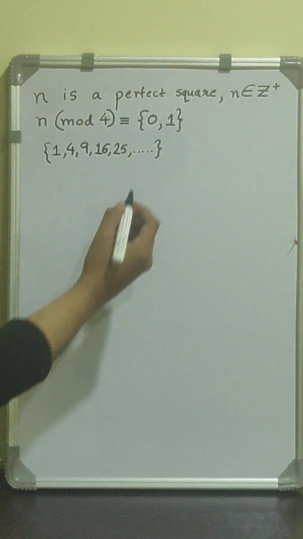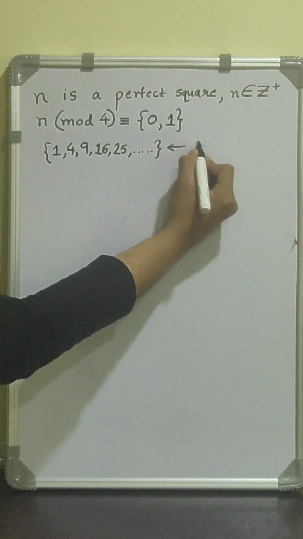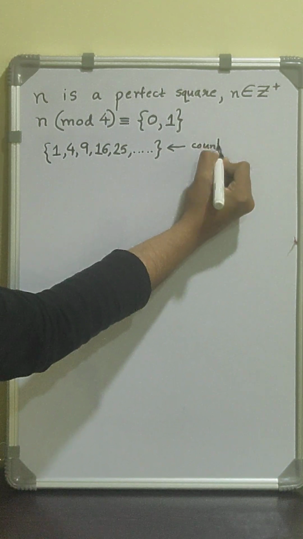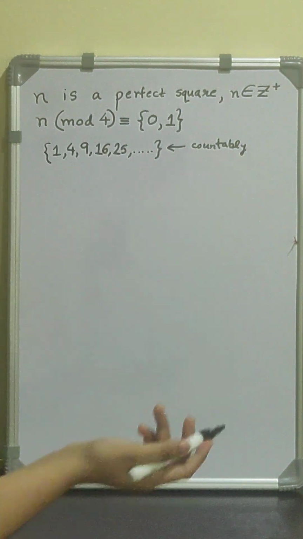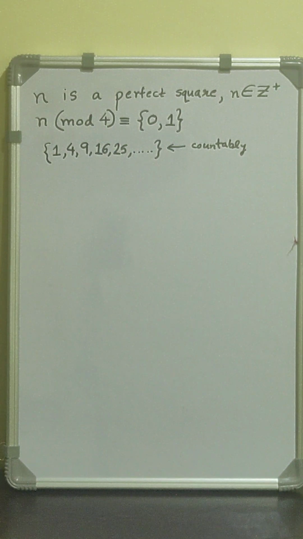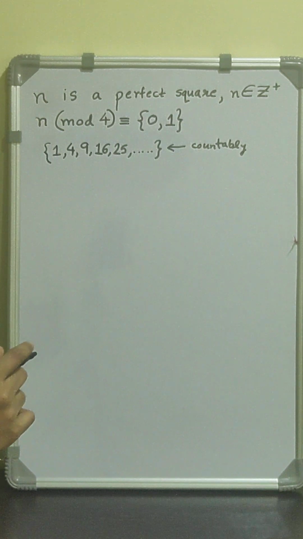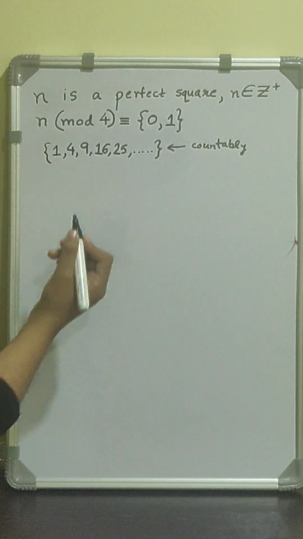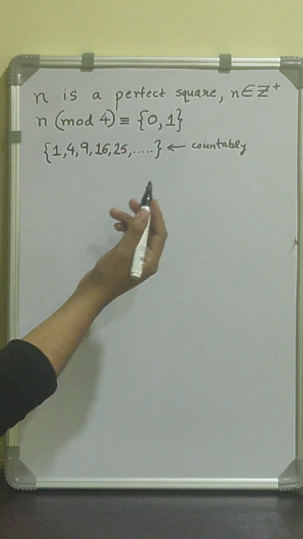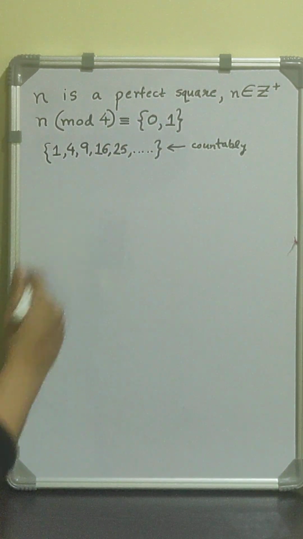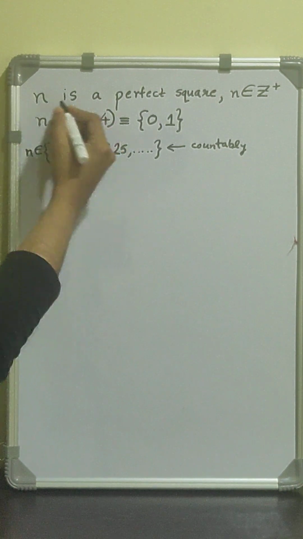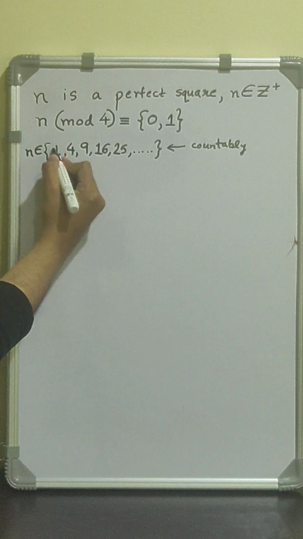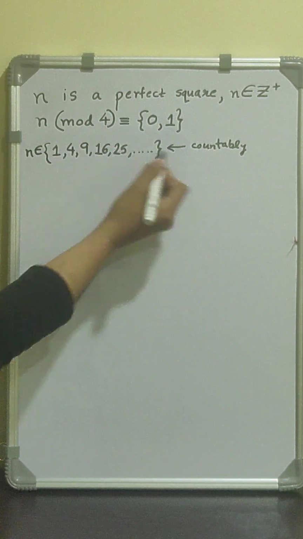But the important thing here is that this is a countably infinite set. I won't get into the details of what is countably infinite and uncountably infinite because that's more mathematical analysis than number theory. But this is the set we are dealing with here. So n, of course, belongs to this set from the problem, so n will be any one element from this set.